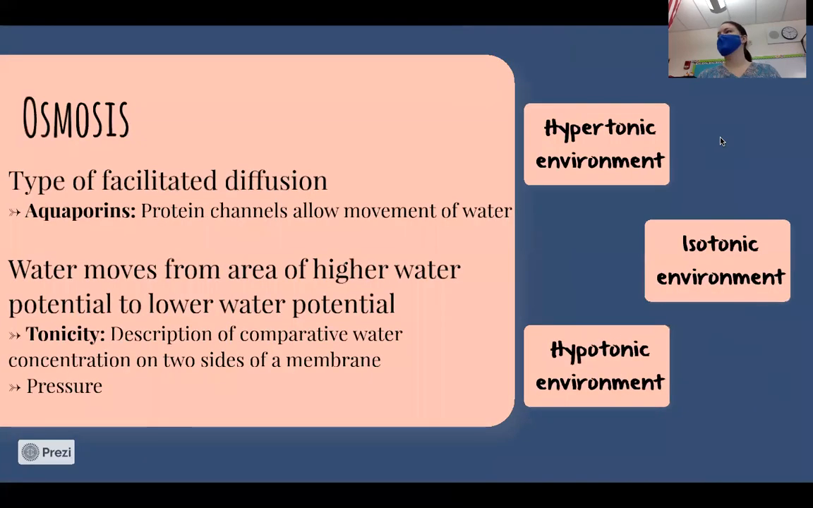Moving on. So, osmosis. It is a type of facilitated diffusion, but so far everything that we've been talking about has to do with the solute. But water is the solvent. And so when we look at osmosis, it is the facilitated diffusion specifically of water through aquaporins.